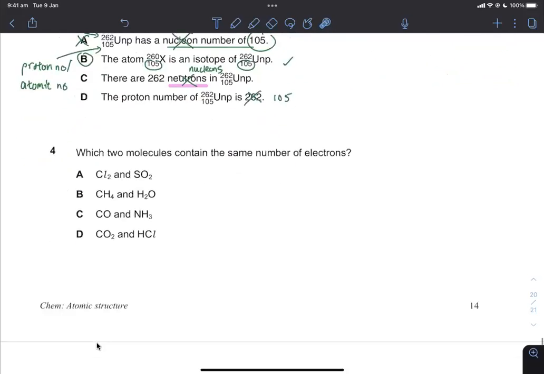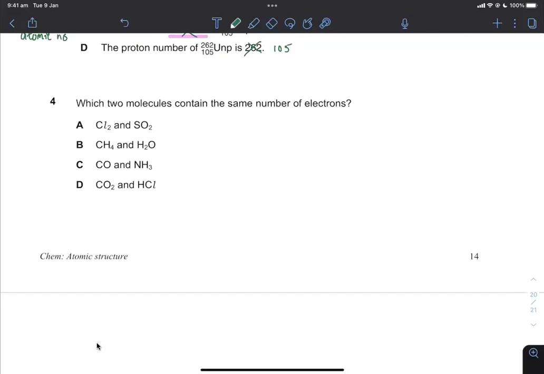Okay. Number 4, actually this is the last thing we'll probably go through today. Which 2 molecules? Now this is the trickiest of all because so far you have only done for atom or ions. Now you're looking for molecules. How in the world do you work out the number of electrons in a molecule?